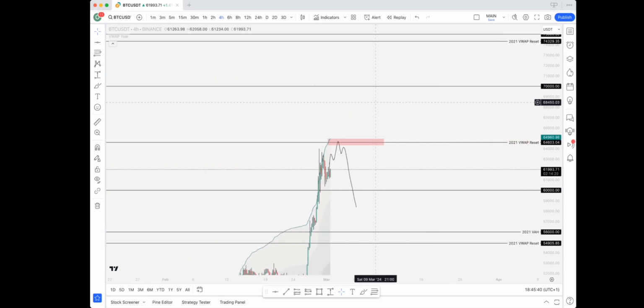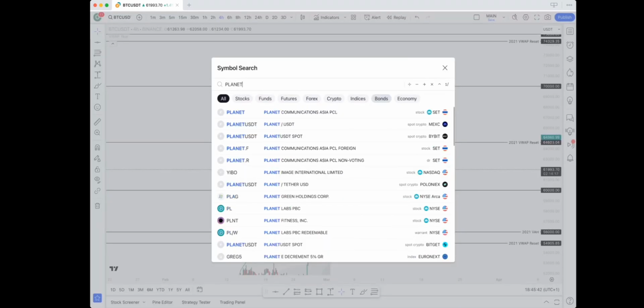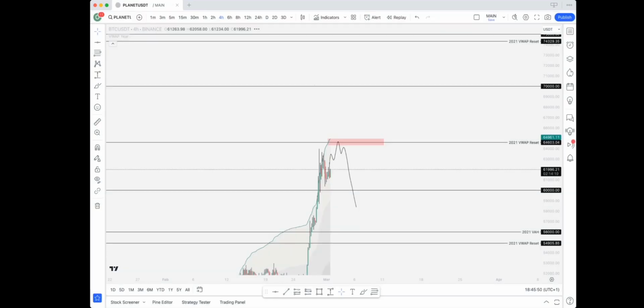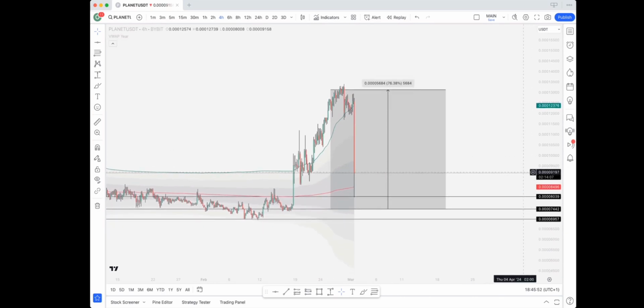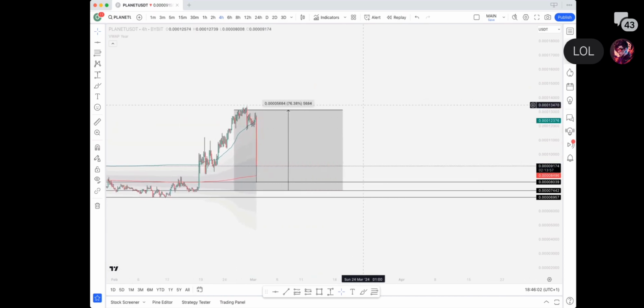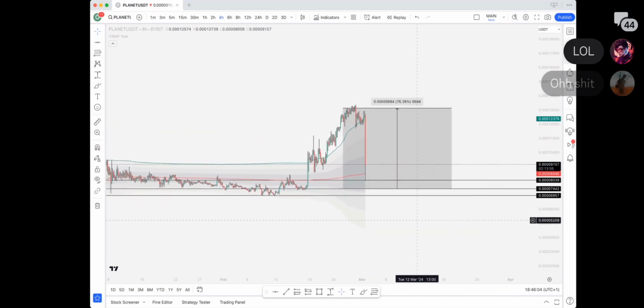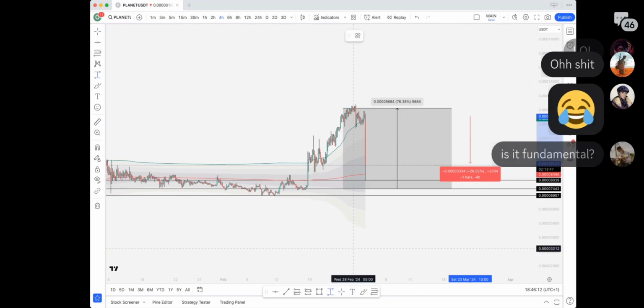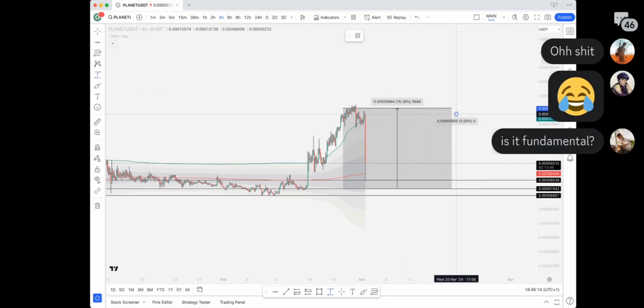All right, out of place, but look at Planet. Sure. So for the ones that don't know, I've been shilling Planet for like 4 months, especially in Unity. Oh, what happened here? Wait a second. We'll see here. All right, what happened here? Anyways, we're still up. Good buy opportunity, you can say. What happened here? Who sold? Did Messi sell? Who sold this? Anyway, is it fundamental? Yes.